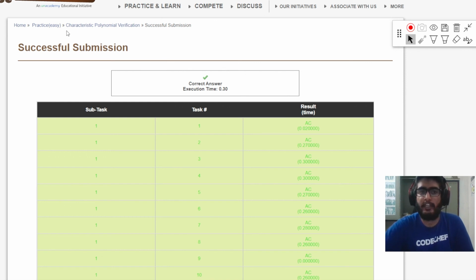So this was the editorial for characteristic polynomial verification, which required the knowledge of Freivalds algorithm. Freivalds algorithm is a very standard randomized algorithm, and if you want to learn more about algorithms like this one, the term that you should search for is randomized algorithms.